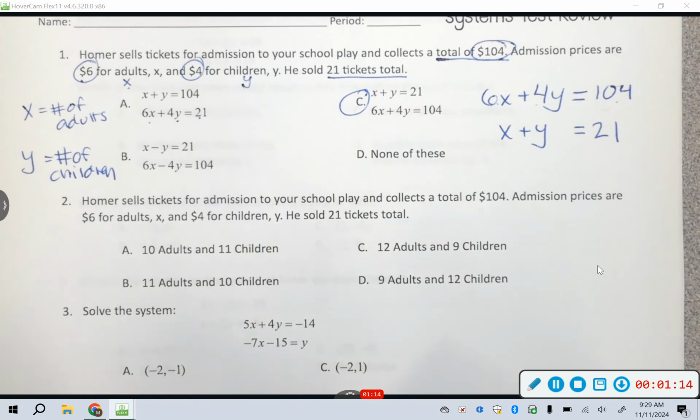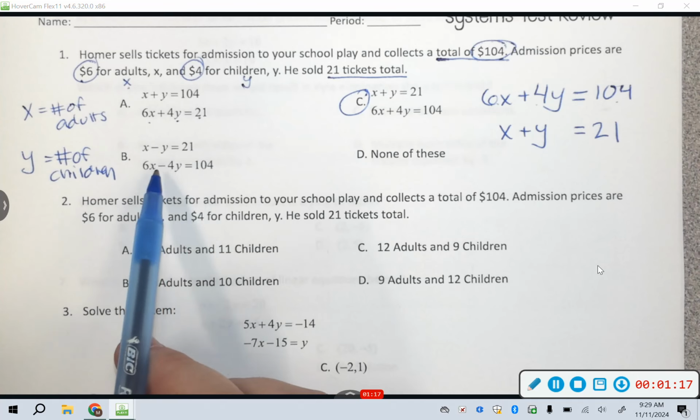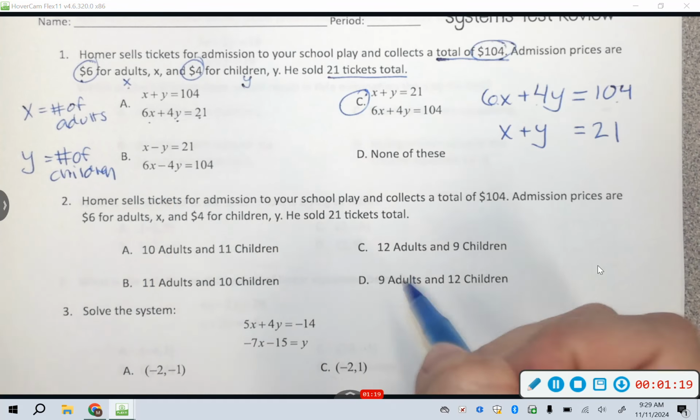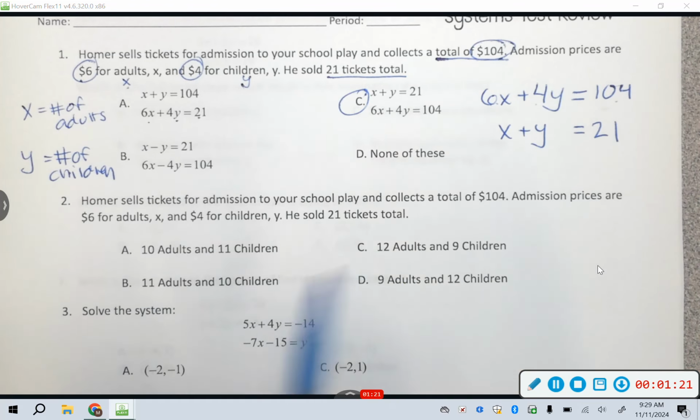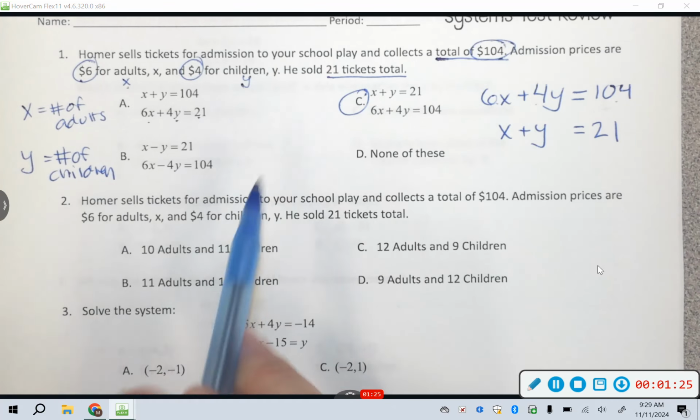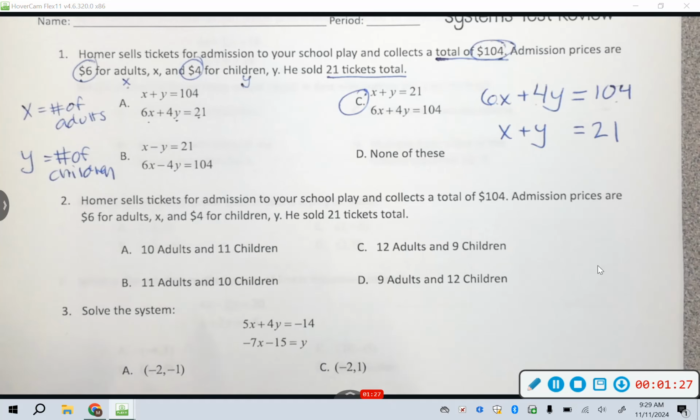Okay. And we weren't taking away $4 per child. We were adding $4 per child. Okay. So knowing that, let's look at number 2. Number 2 wants to know the answer to the actual thing. So the first one we were setting up the equations. The second one we have to find the answer.